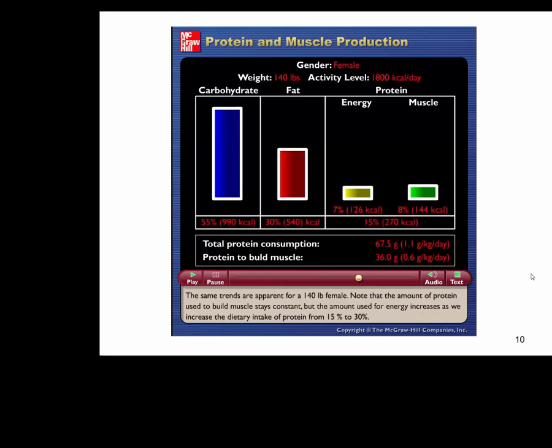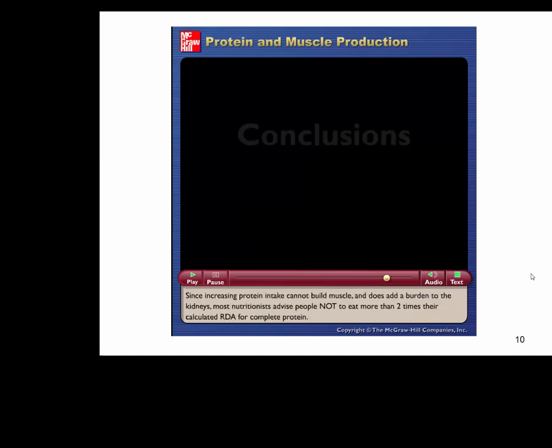The same trends are apparent for a 140-pound female. Note that the amount of protein used to build muscle stays constant, but the amount used for energy increases as we increase the dietary intake of protein from 15% to 30%. Since increasing protein intake cannot build muscle and does add a burden to the kidneys, most nutritionists advise people not to eat more than 2 times their calculated RDA for complete protein.